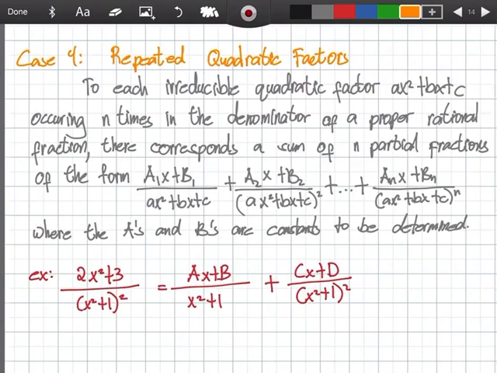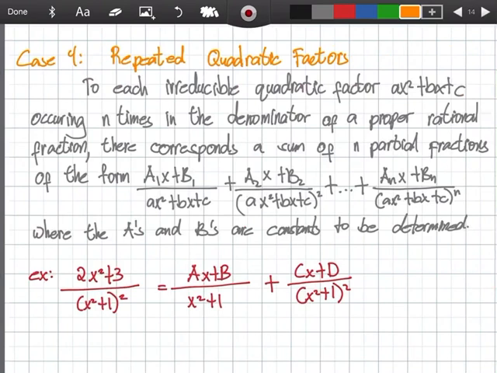a sub 1 x plus b sub 1 over ax squared plus bx plus c, plus a sub 2 x plus b sub 2 over ax squared plus bx plus c raised to 2, until a sub n x plus b sub n over ax squared plus bx plus c raised to n, where the a's and b's are constants to be determined. Example: 2x squared plus 3 over (x squared plus 1) squared is equal to ax plus b over x squared plus 1, plus cx plus d over (x squared plus 1) squared.